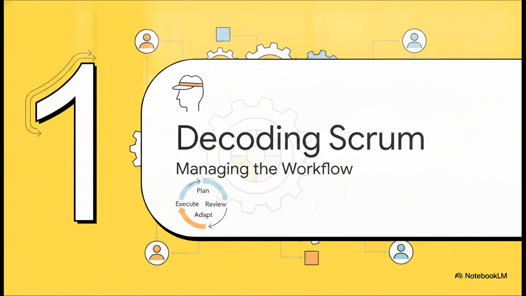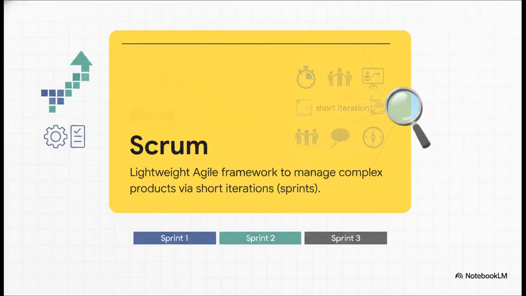All right, Section 1. Decoding Scrum, managing the workflow. Okay, when you're looking at Scrum, I want you to literally put on your manager's hat. Why? Because this framework is fundamentally about organizing people and work. So when your professor throws a scenario at you that just screams for workflow structure, your brain needs to immediately snap to Scrum. It's a lightweight, agile framework designed to help teams develop complex products iteratively and incrementally. It's all about transparency, inspection, and adaptation.